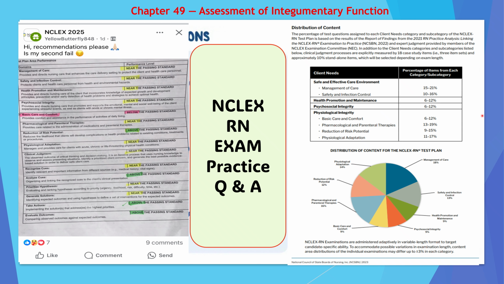Because the clinical scenarios are very complicated when they give you those. And I have a friend who had 6 scenarios in her NCLEX. 6. It's a lot, I think. 6 scenarios is a lot. So, moving forward.